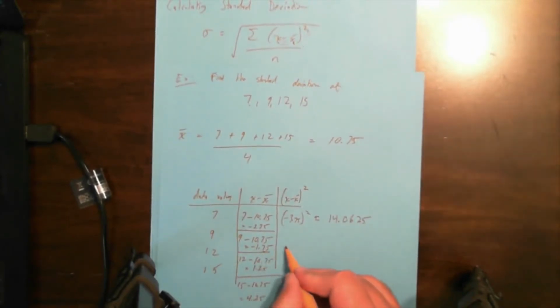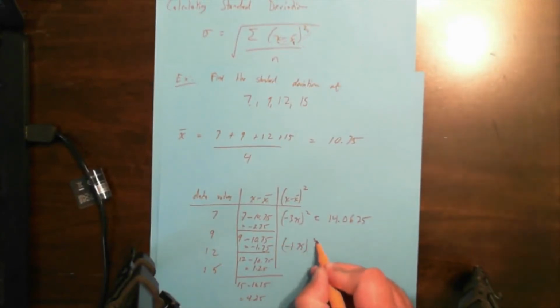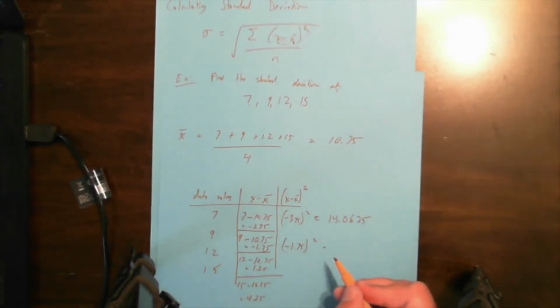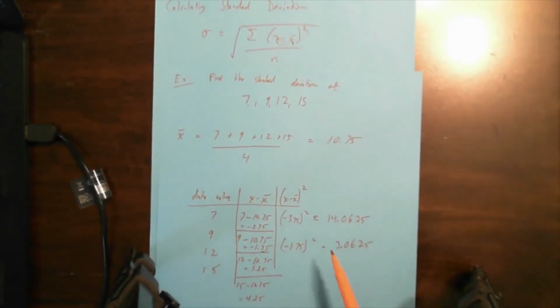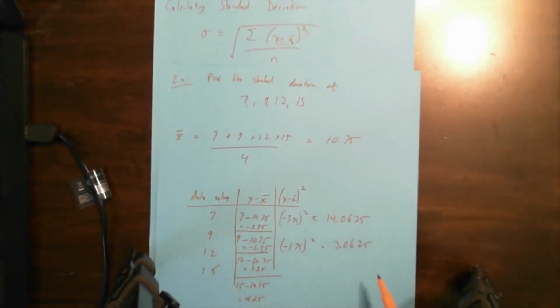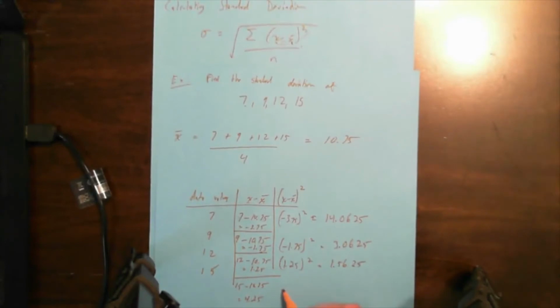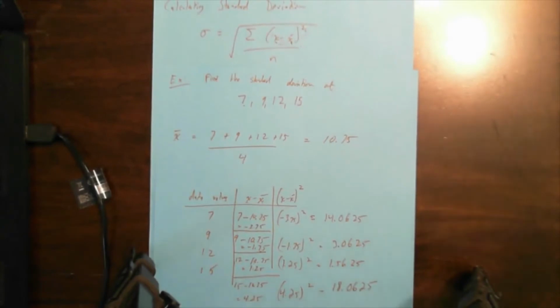Now I take this value, negative 1.75, and square it. So negative 1.75, and I square it, gives me 3.0625. 1.25, and I square it, gives me 1.5625. And last but not least, it's 4.25 squared, which gives us 18.0625. Okay?